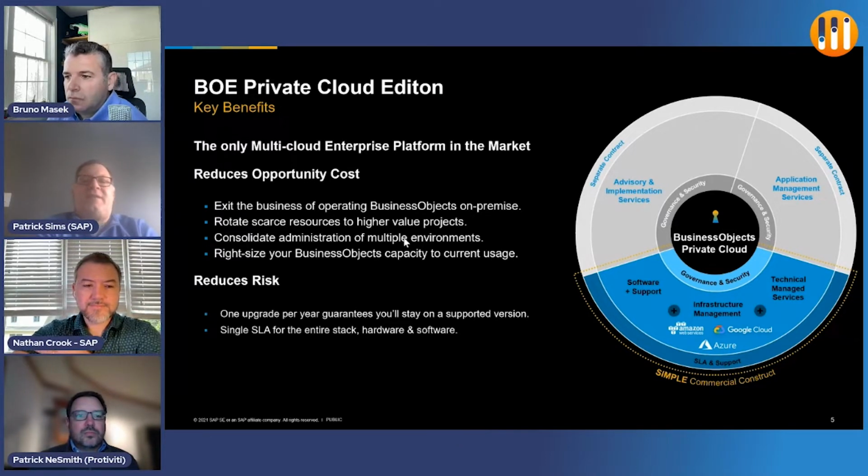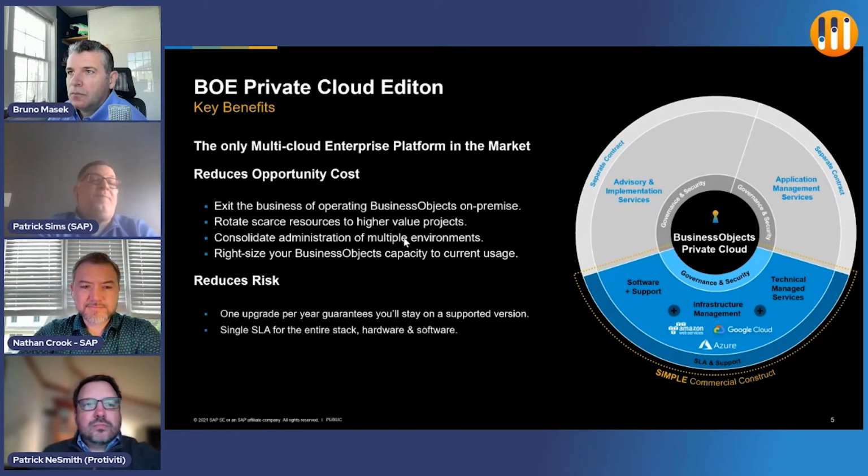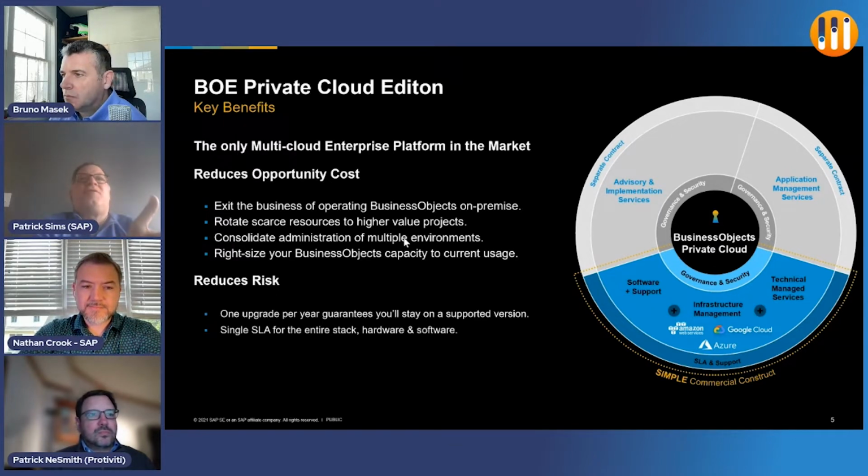And I'd say if we want to look at the two other big kickers, as Bruno mentioned, PCE has been gaining steam. I think total cost is one, but also risk reduction is the other, right? From a total cost perspective, you get to exit the business of operating your BOBJ environment and let IT and your infrastructure folks do perhaps more important things, or things that they don't always want to do with the BOBJ side. So it lets you rotate those scarce resources to higher value things.